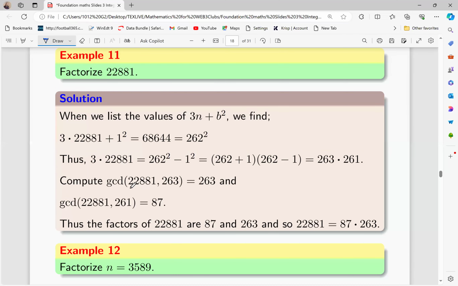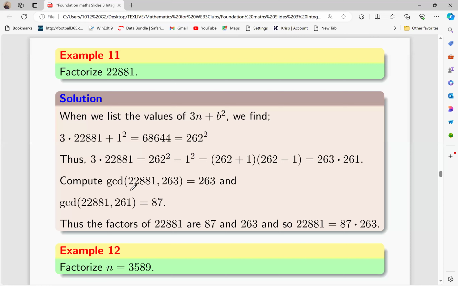I want to factorize 22,881. I want to assume this is a large number. So if it's a large number, I multiply by a constant. I've chosen 3. So I want to multiply 3 by this number, I'm calling it n, and then add b square until we find a perfect square. So I've just taken 3, multiplied by it, then added 1 square. This is what I get.